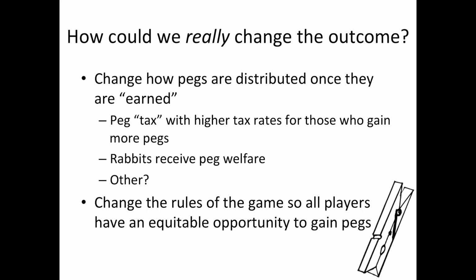So how could we really change the outcome of the game? The way I see it, there are 2 ways to change the distribution of the pegs. One is that the rules of the game don't change, but you change the distribution of the pegs once they've been earned. So we could have a higher tax rate for those higher up the food chain. We could have peg welfare for the rabbits, something like that. Or we could change the rules of the game so that all players have an equitable opportunity to gain their pegs.